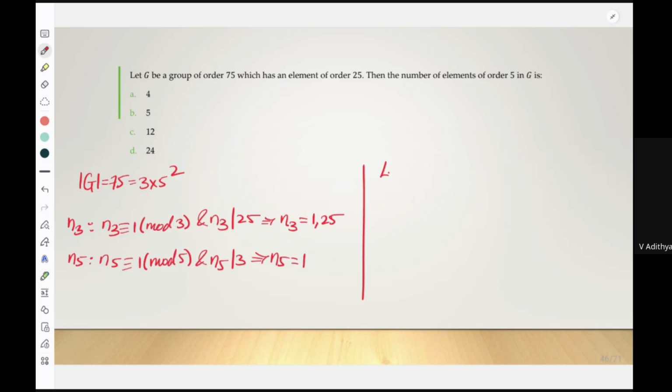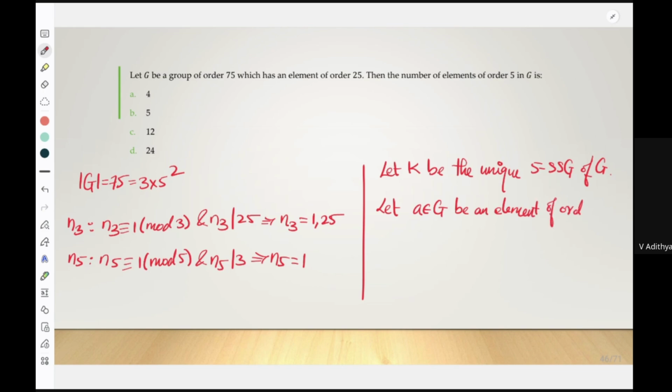So let K be the unique 5-Sylow subgroup of G. Right? And let a in G be an element of order 25, because we are given that we have an element of order 25. Firstly, a has to belong to K. Right?